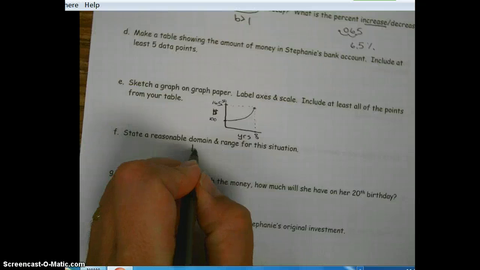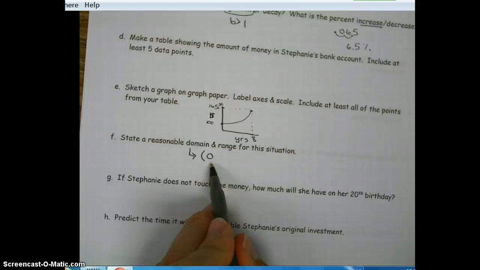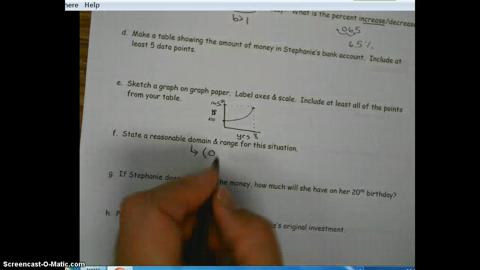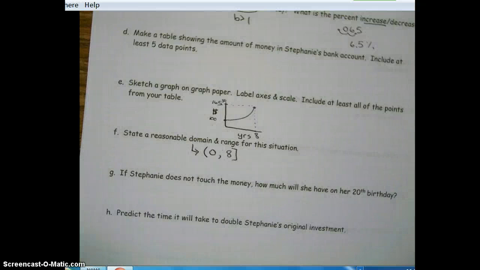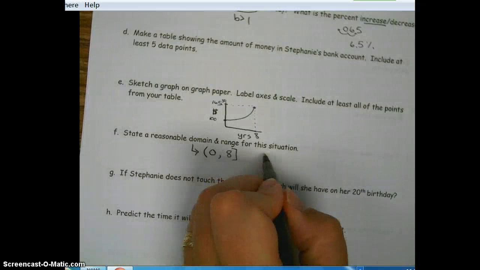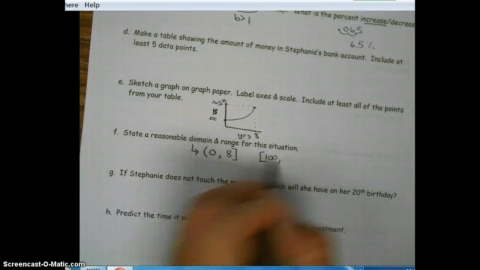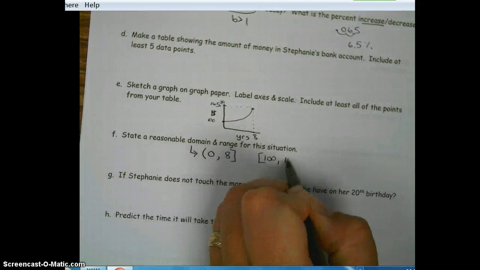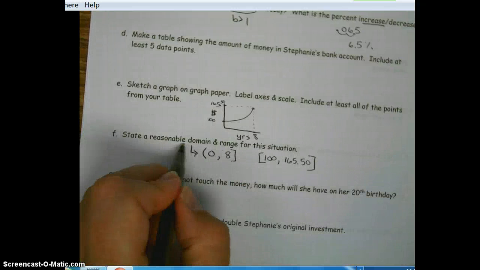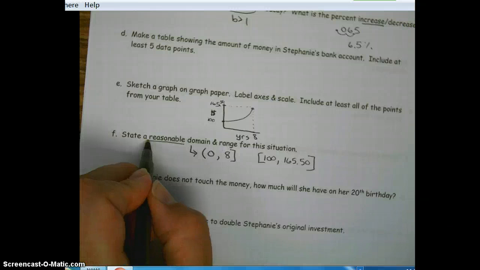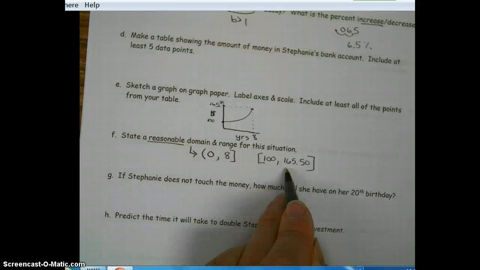State a reasonable domain and range. Well, domain is our time, so we're going to start off at 0, but not include 0 because we haven't accrued any interest yet. And we're going to go for 8 years. And the range, at 0 we had $100, and at 8 years, $165.50. Remember the word reasonable. Okay, we do not want to go to infinity. We want to use numbers that make sense to this problem.